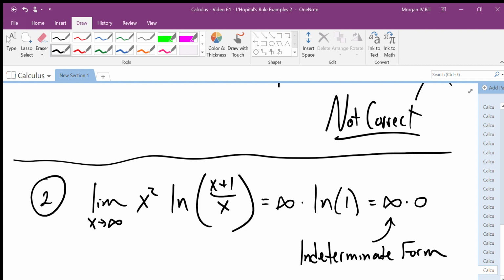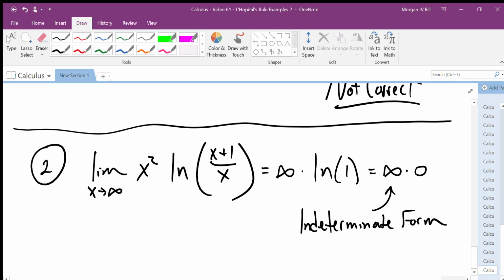What do you think it's going to be in this particular case? Is it going to go to infinity? Is it going to go to 0? I will find out. Okay, can I use L'Hopital's rule? No, I can't. I can't use L'Hopital's rule unless it's 0 over 0 or infinity over infinity. This is infinity times 0. So what I have to do is find a way to rearrange this function, x squared times the natural log of x plus 1 over x, in order to make it into infinity over infinity or 0 over 0.